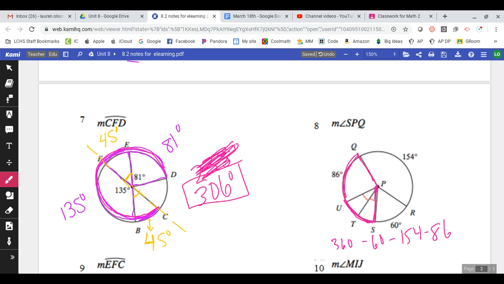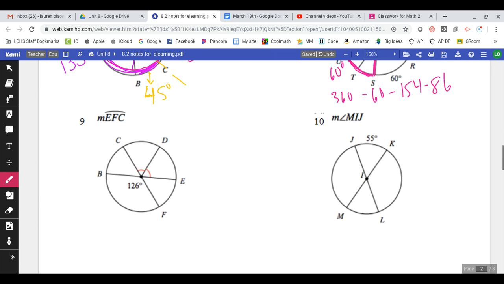and I get 60 right here. So that means the measure of this angle would be the sum of the two arcs it creates. So I'm getting 86 plus 60, which would be 144. Okay.